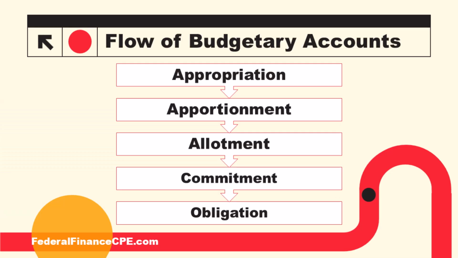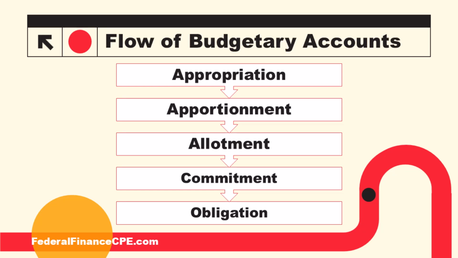The flow of budgetary accounting. Starting from the top, we have appropriation. That's Congress saying, here's your money. Then there is apportionment, where the Office of Management and Budget, OMB, divides that money up by time period and purpose. OMB shares apportionments by creating an SF-132 or apportionment schedule. Think of apportionments like an allowance for the quarter.